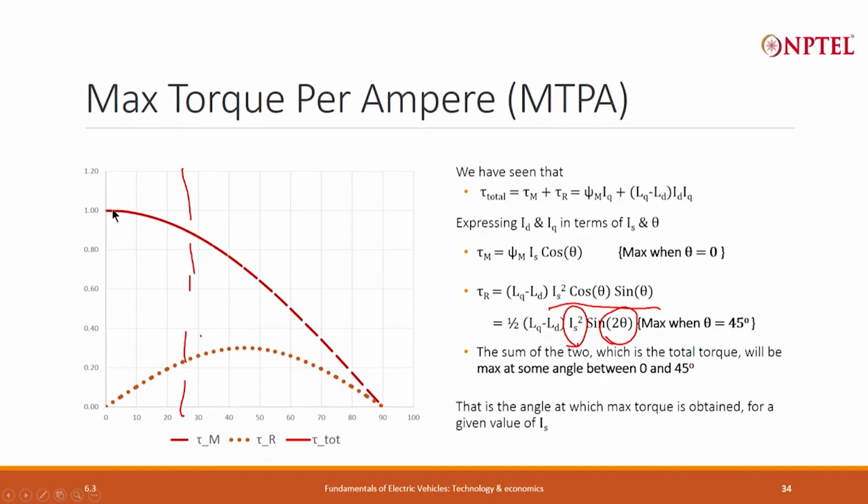If I only look at the magnetic torque and I have halved the current, this peak will be half, it will come to 0.5, because the peak value is proportional to Is. If I halve the current and look at what happens to the reluctance torque, the reluctance torque is proportional to the square of Is. Since I have halved the current, this peak will become 1/4. The reluctance torque will fall far more than the magnetic torque if the current is lower.